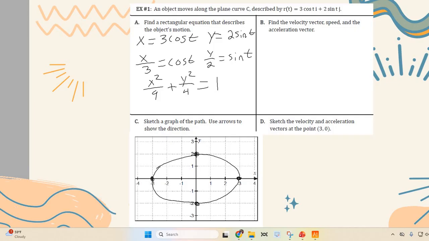But remember, what's different about our vectors? What do they have? Directions. What do we also need to add? Arrows. Do we know which direction this is going to move?